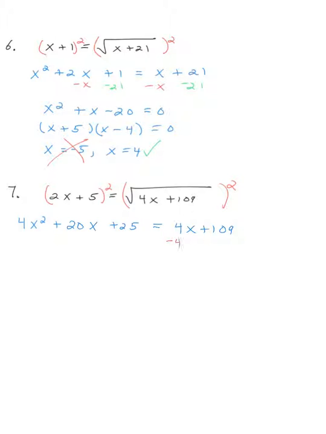So I'm going to subtract 4x from both sides as well as subtract 109. My equation becomes 4x squared plus 16x, and then we get negative 84 is equal to 0, right? Yeah, perfect.